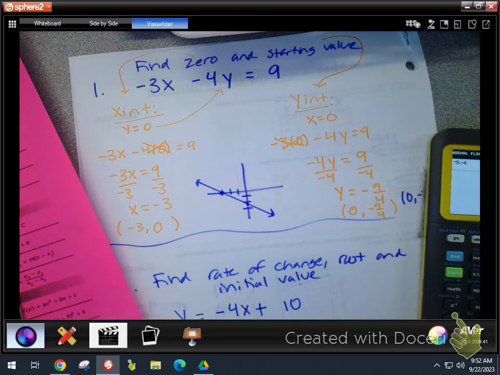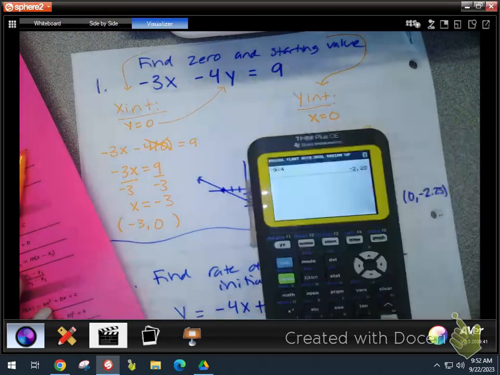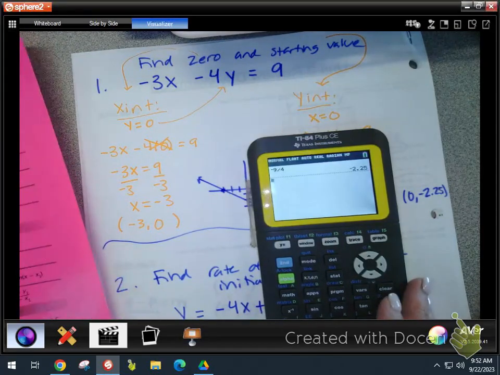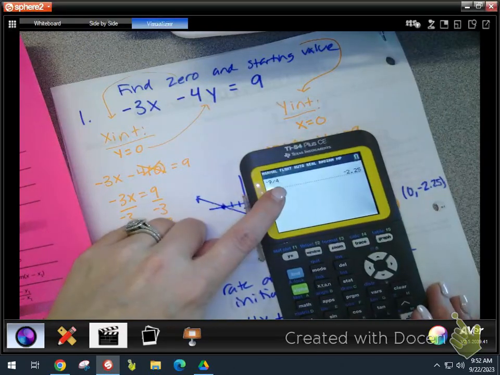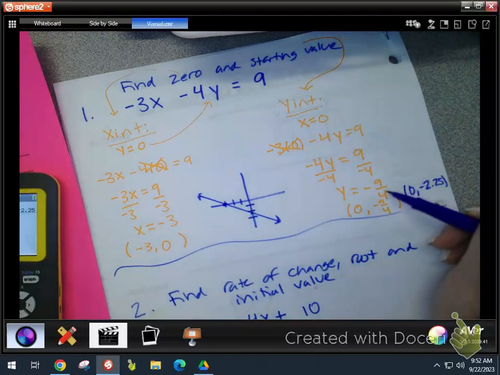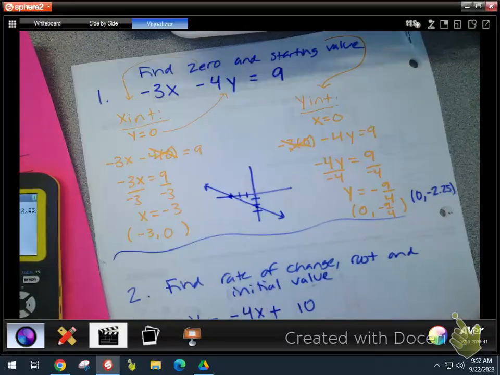So are we going to freak out if we get a fraction? No. And we know how to change it to a decimal? What if it doesn't change to a decimal? It should. If you do top divided by bottom, it should. If you put it in as negative 9 divided by 4, it will give you a decimal. Sometimes if you put it in as alpha y equals, it will reduce the fraction.